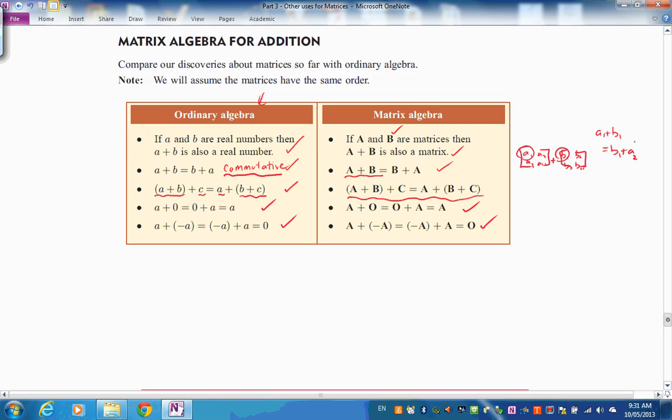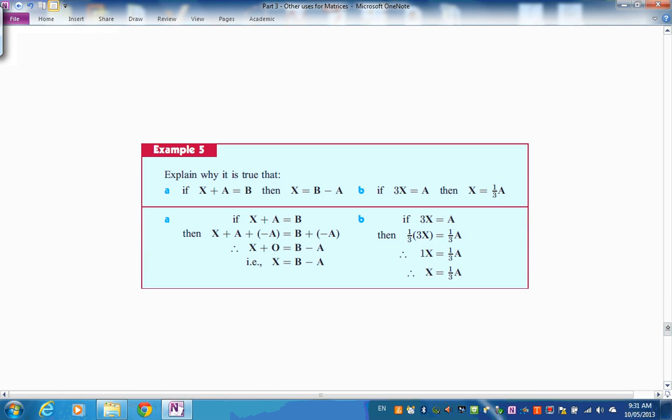So come down here and let's do the last set of problems. Explain why it is true that if x plus a equals b, then x equals b take a. Let's see if we can prove it.